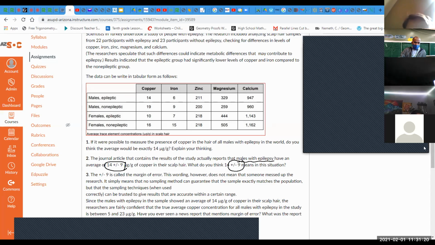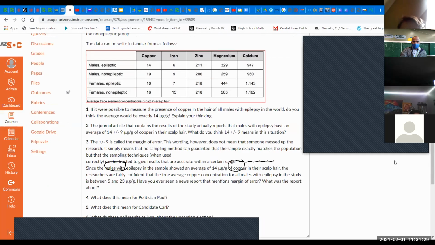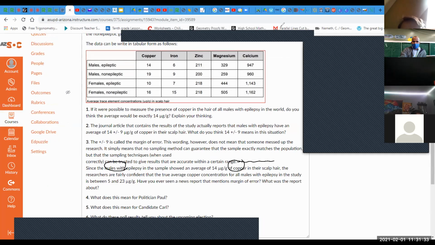Since the males with epilepsy in the sample showed an average of 14 micrograms of copper in their scalp hair, the researchers are fairly confident that the true average copper concentration for all males with epilepsy in the study is between 5 and 23 micrograms. Have you ever seen a news report that mentions margin of error? What was the report about?